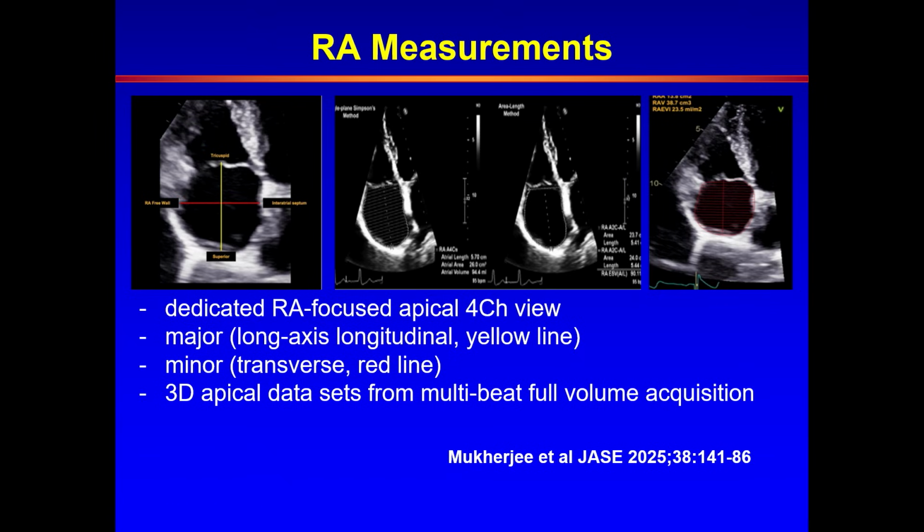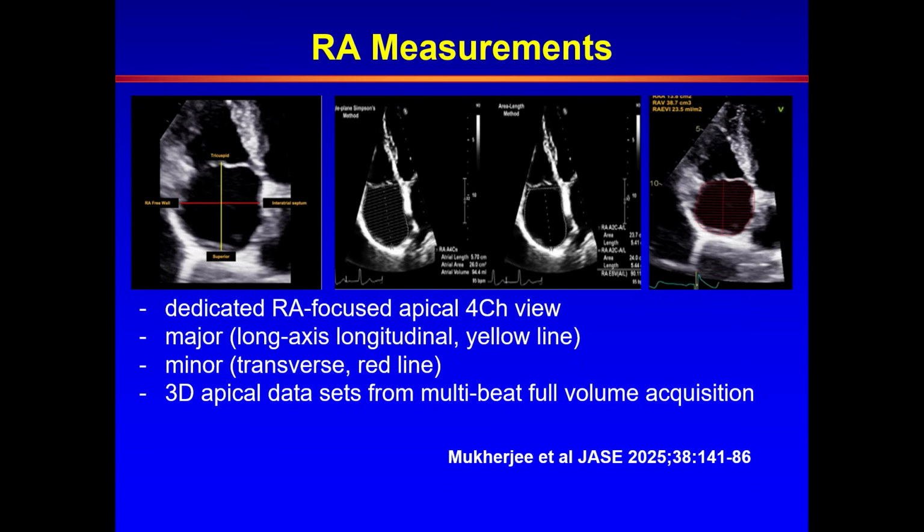And then we can do RA volumes, both by 2D using the multiple discs method or the area length method, or we can do RA volumes by 3D. There are less data, as you expect, for what is normal for RA volumes by 3D compared to 2D. And unless you have a good RA volume data set by 3D, you can end up underestimating the true size.